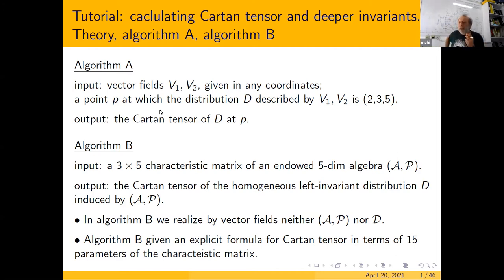And algorithm B, homogeneous, left invariant, 2-3-5 distribution, which is induced by an endomorphic five-dimensional algebra. A five-dimensional algebra endomorphic is generating a two-plane P. It can, as I explained, be described by a 3-by-5 matrix, entries are numbers, by 15 numbers. So input these 15 numbers, output the Cartan tensor of the homogeneous left invariant distribution, which is produced by this endomorphic algebra. In the second algorithm B, we do not use algorithm A.